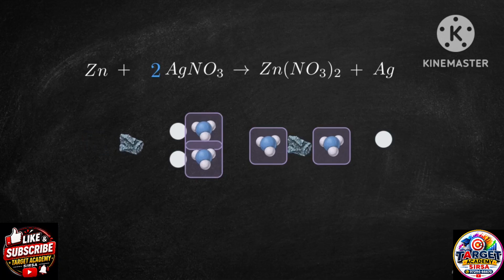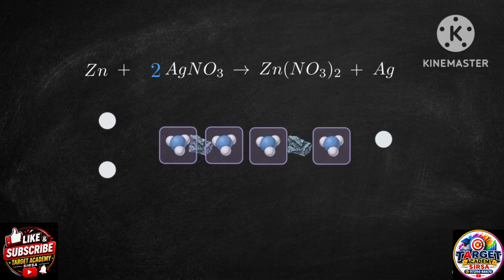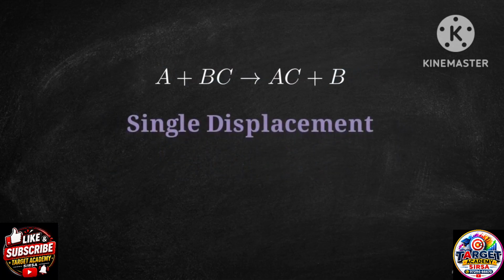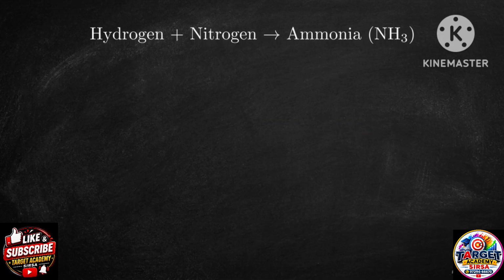Zinc is the more reactive metal here, so it displaces the silver from its partnership. We finish by placing a 2 in front of our isolated silver product to account for the silver atoms we just pushed out. Because one element forced out another based purely on its reactivity, this architectural shape is defined as a single displacement reaction. Let's test this logic.